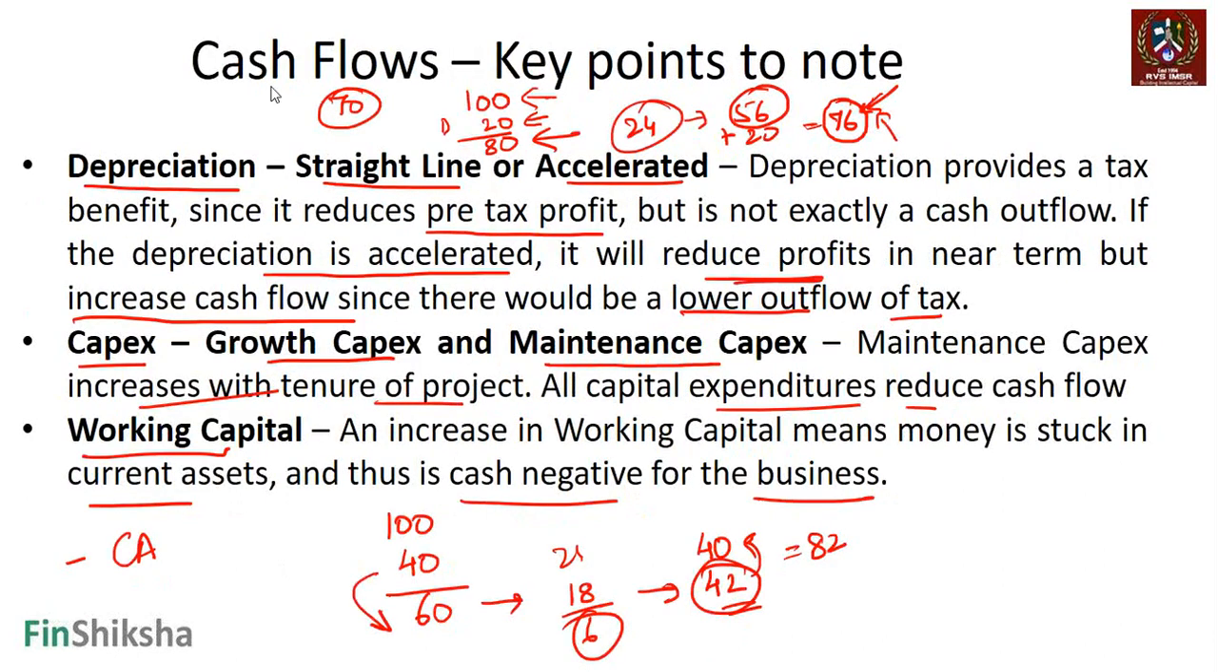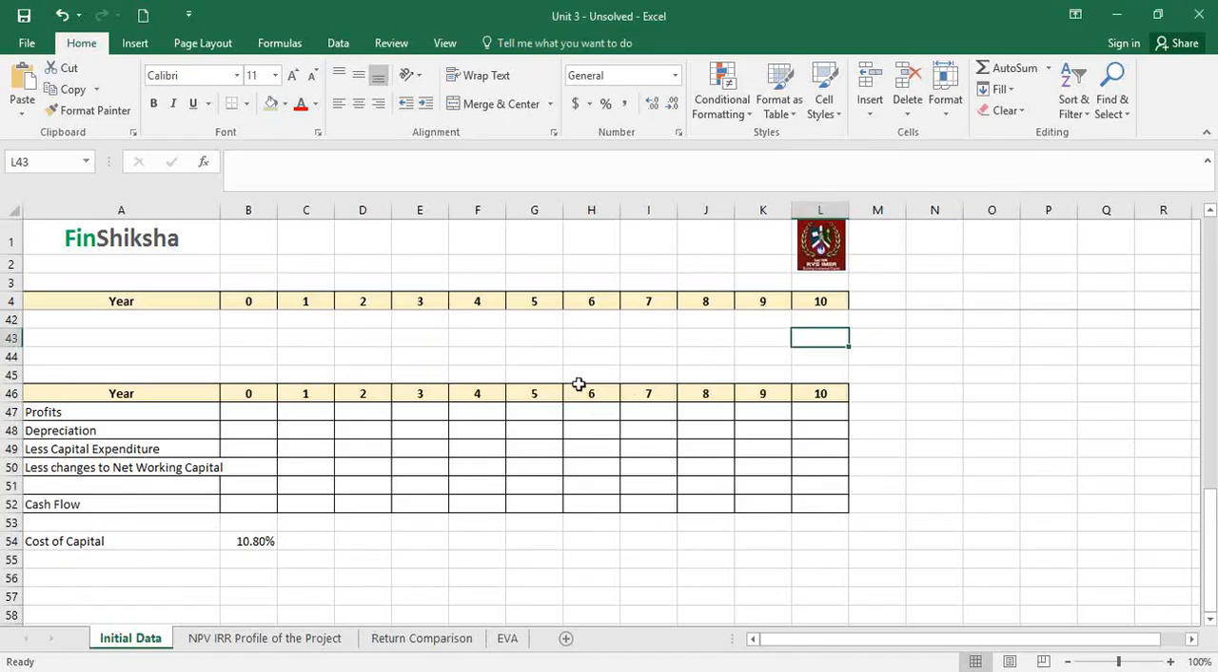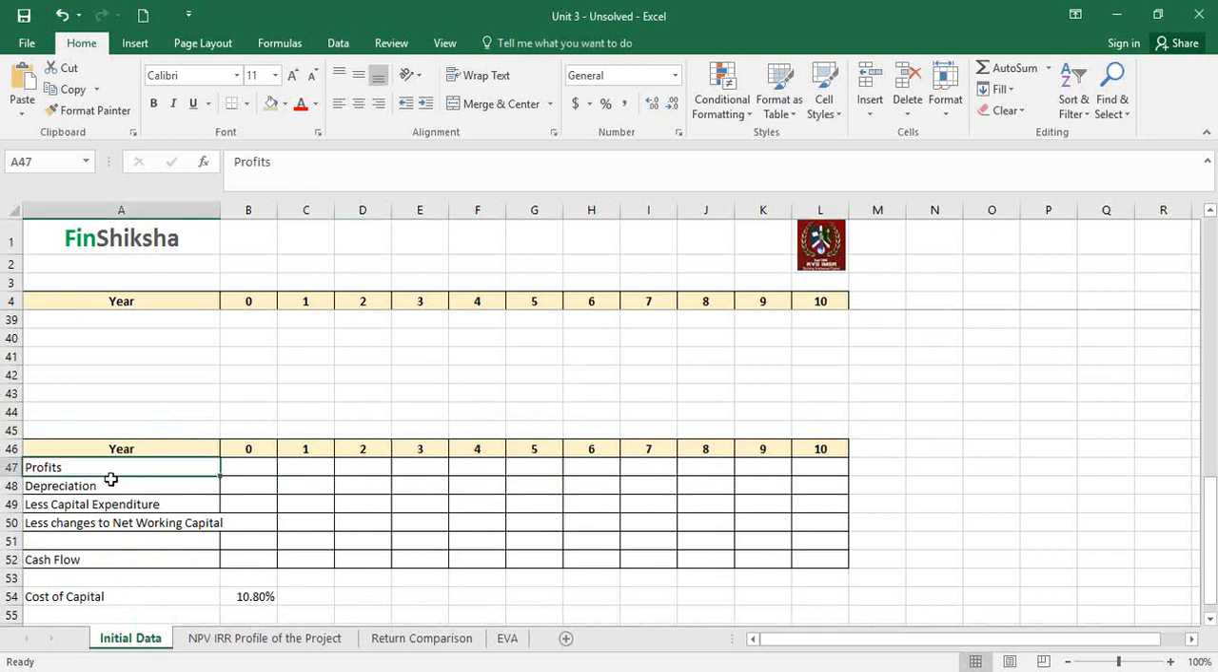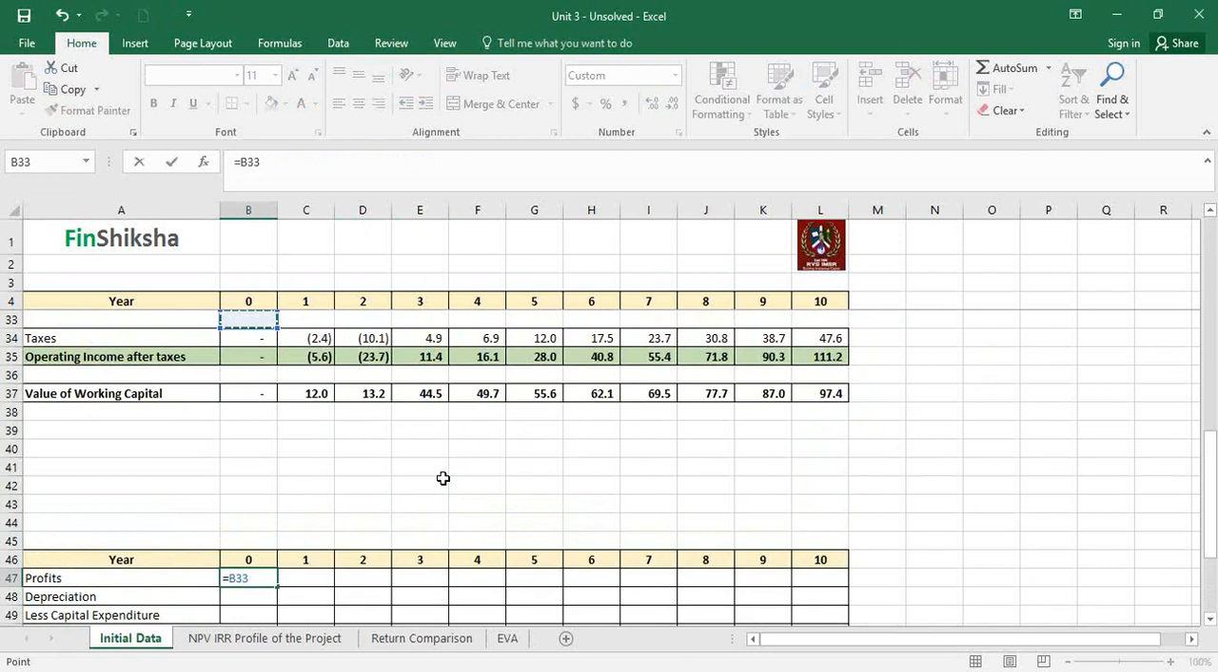Let's go to our Excel file and try and plug in these numbers. So that's our Excel file. We know that to profits, we have to add depreciation, then we have to subtract capex, and we have to change net working capital, right? So where are the profits? The profits are available here, operating profit after taxes, right?